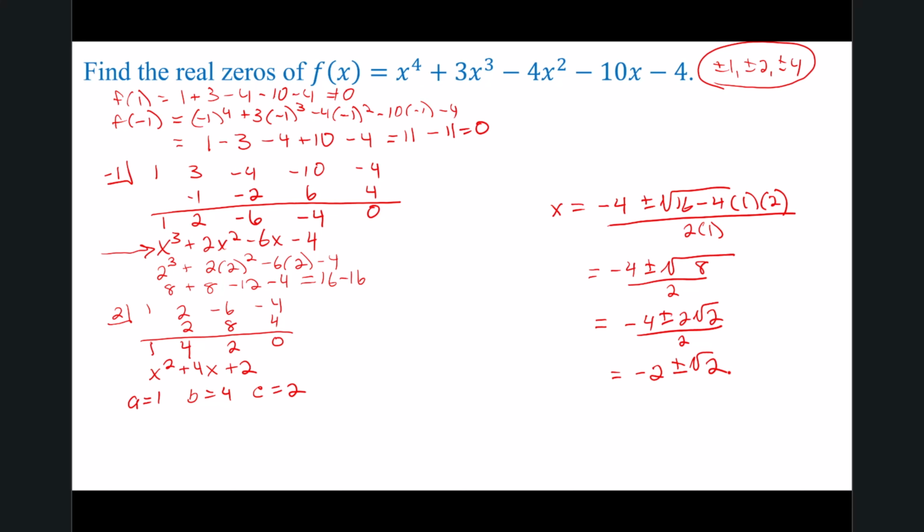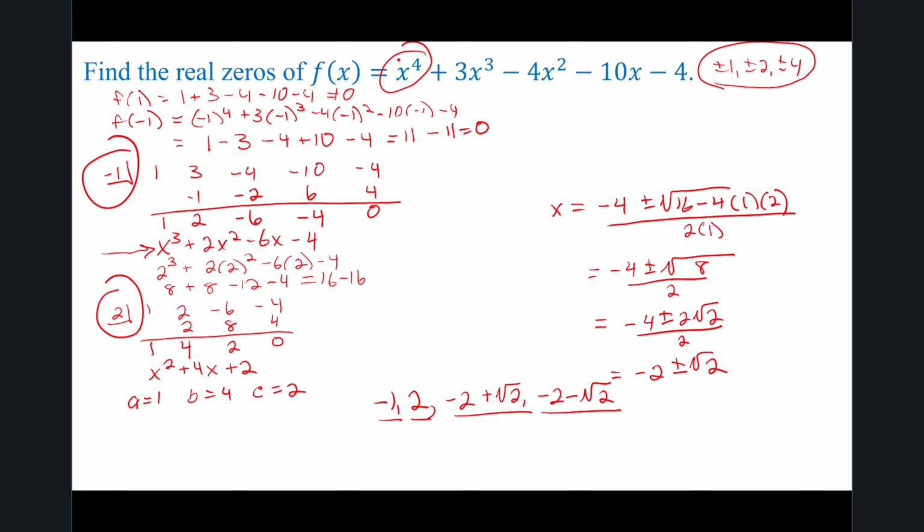So my zeros of this function are, we got negative 1 and 2. That was over here on the left. And then from the quadratic formula, we get negative 2 plus square root of 2 and negative 2 minus square root of 2. Notice there are 4 zeros, and this is a 4th degree polynomial. If we have a 4th degree polynomial, we can have up to 4 real zeros.